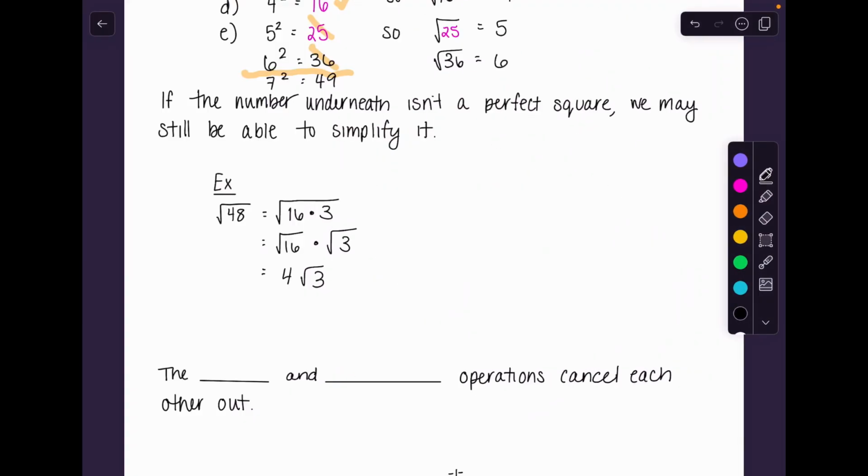So this is a really nice operation. It's going to cancel out those squares, or that exponent of 2. So the square and square root are going to cancel each other out.